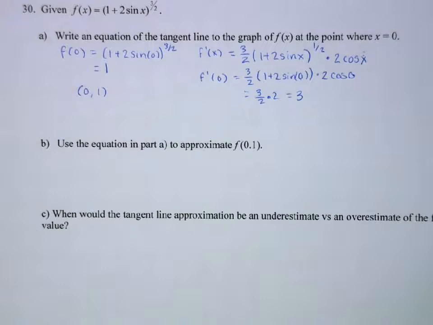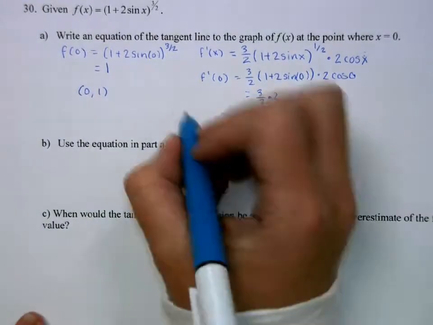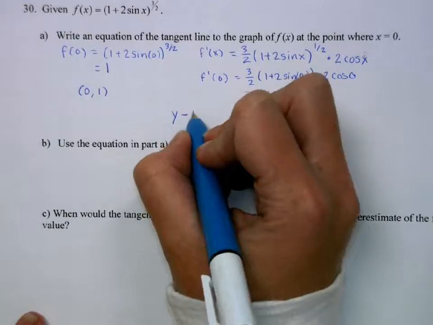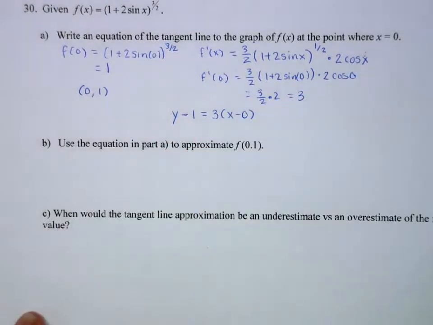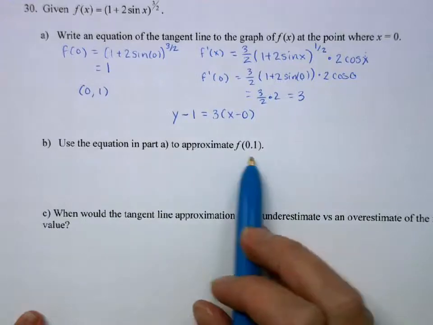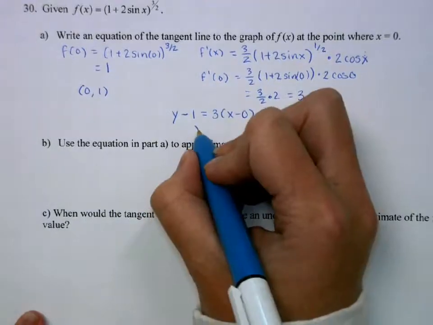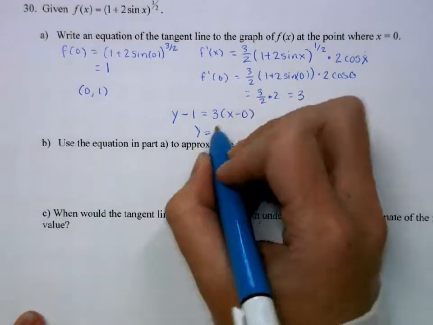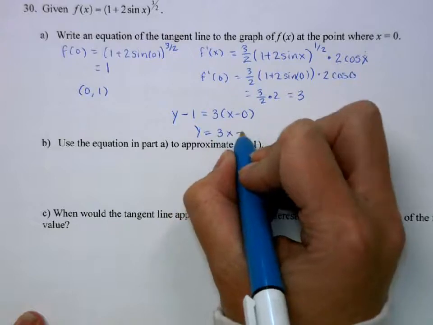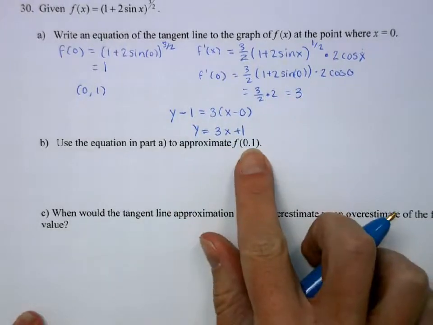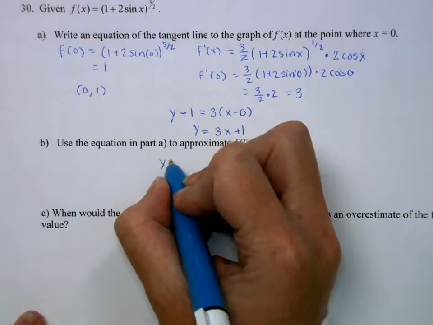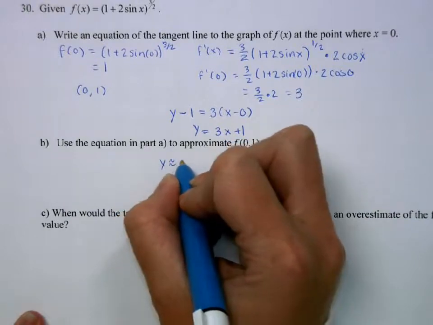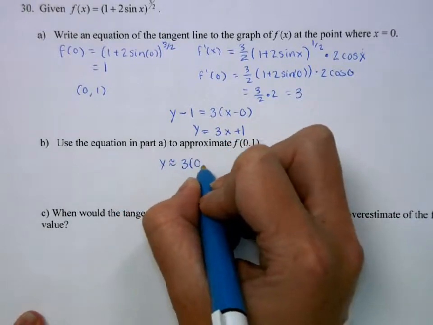So my tangent line is going to be y minus 1 equals 3, x minus 0. Okay, which you can leave it like that. We are going to be using it here, so I'll go ahead and distribute this. It's going to be 3x, so we'll have 3x plus 1. So use this to approximate 0.1. Which is just going to be 1.3.